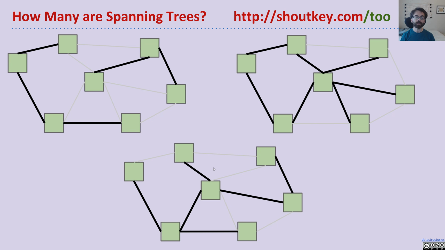So here's a question for you to make sure the definition makes sense. How many of these are spanning trees? And I'll give you guys a few seconds to think about that, and then I will answer. Okay. So hopefully you have determined that this is not a spanning tree because it is disconnected. This one's not a spanning tree because it has cycles. And this one is a spanning tree because it includes all the vertices and is a tree. All right, that's that.